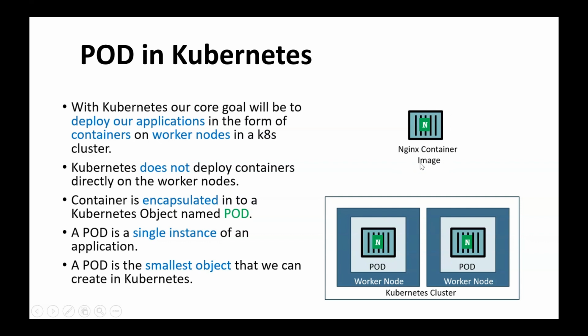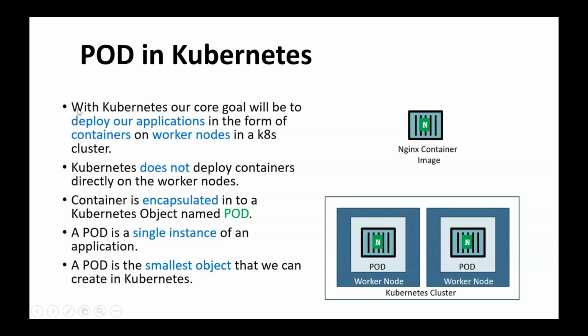So if you have this Nginx container image and you are running kubectl commands or YAML to create the pod, then you will have to provide this image ID in the YAML or even in the Kubernetes command. And kubectl will basically create one pod inside that worker node, and it will create the container inside that pod. So this is just the simplest explanation of a pod.